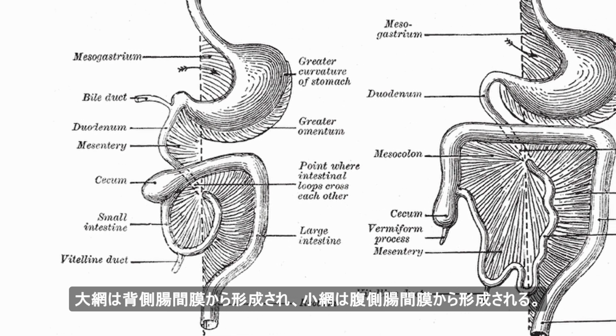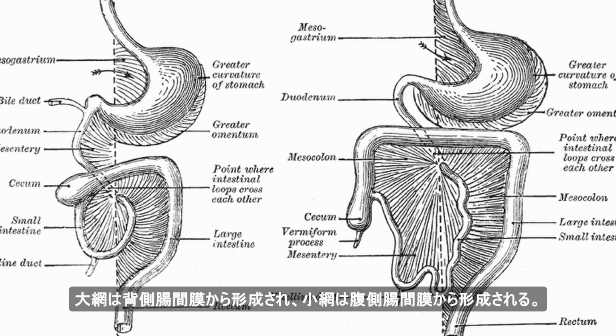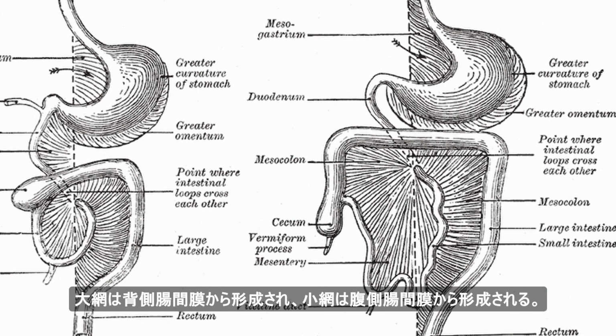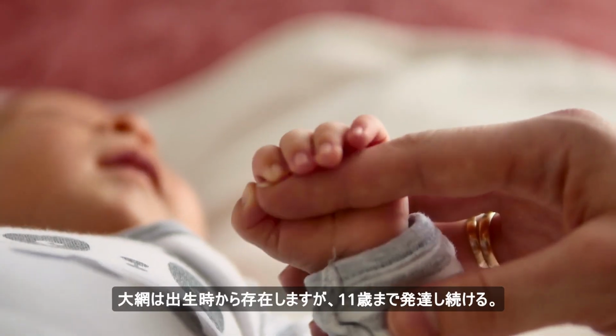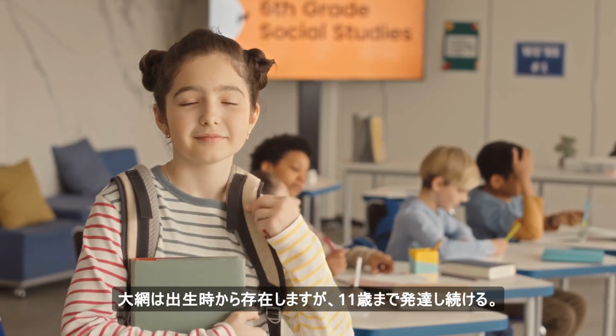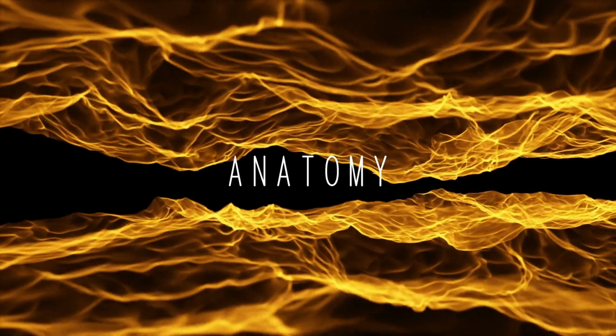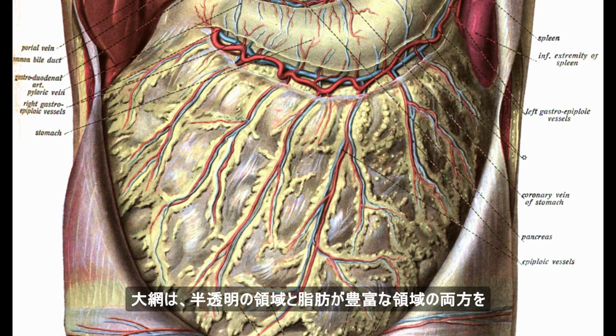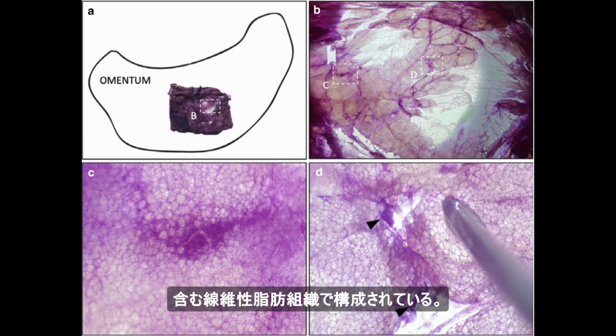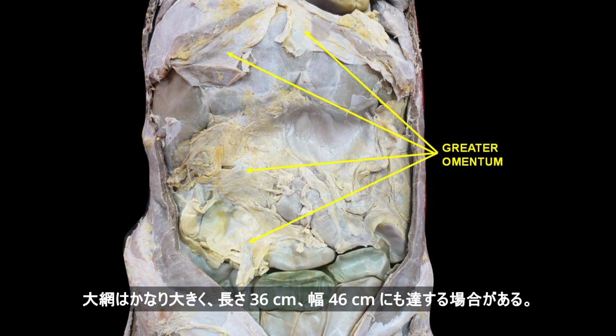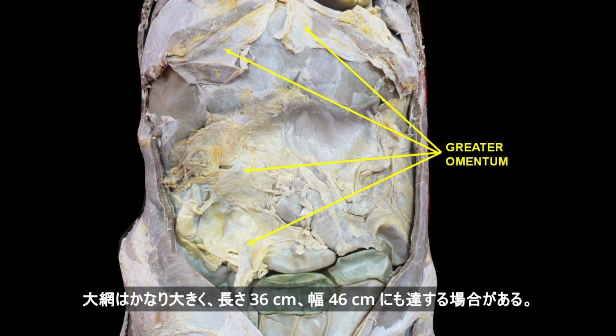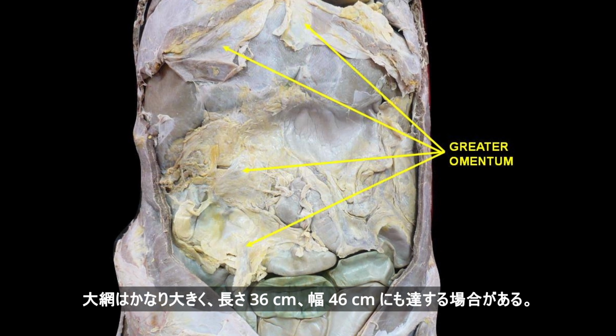The greater omentum forms from the dorsal mesentery, while the lesser omentum forms from the ventral mesentery. The greater omentum is present from birth, but continues to develop until age 11. The greater omentum is composed of fibrous fatty tissue containing both translucent and adipose-rich regions. The greater omentum may be fairly large, at up to 36 centimeters long and 46 centimeters wide.